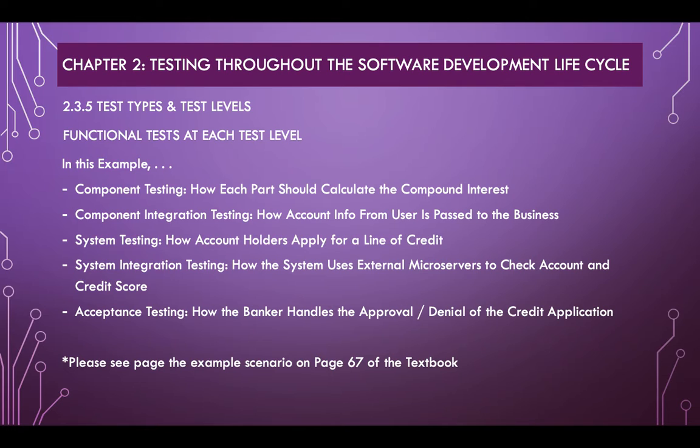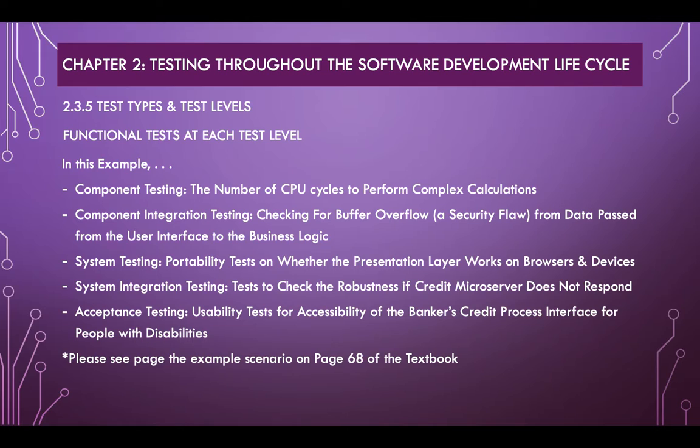System testing is how the account holders apply for their line of credit. And the system integration testing is how the system uses external microservices to check the account and the credit score. The acceptance testing is how the banker handles the approval or denial of the credit application. And you can see this is on page 67 of the textbook.